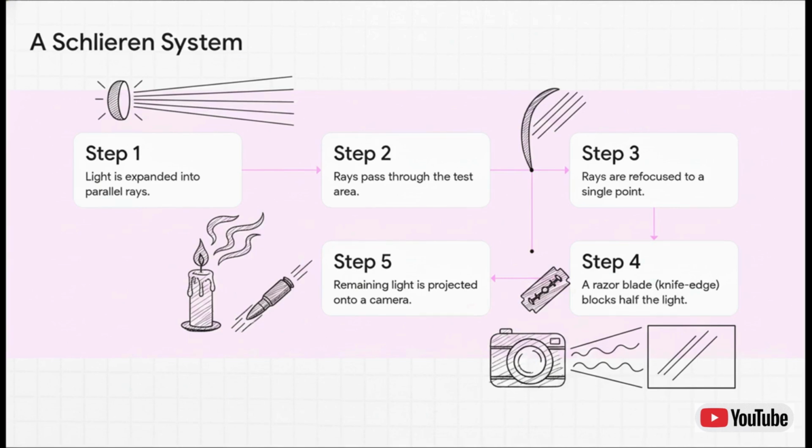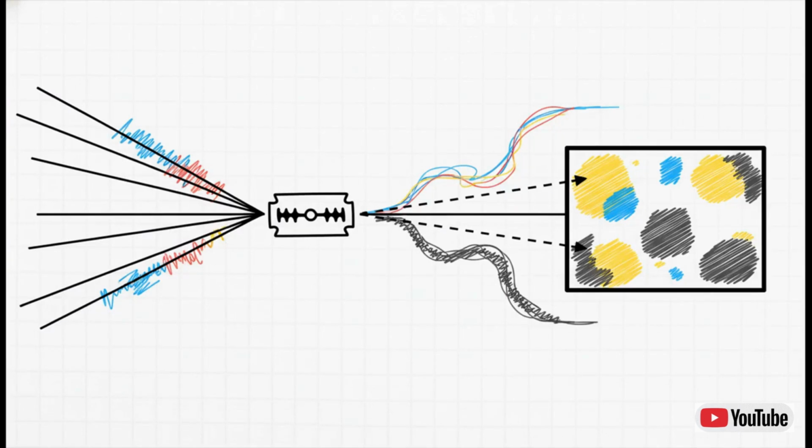And it's right there, at that single point, where the real magic happens. This is the secret sauce. At that tiny little focal point, you put a razor blade. They call it a knife edge, and you position it so it blocks about half of that focused light.